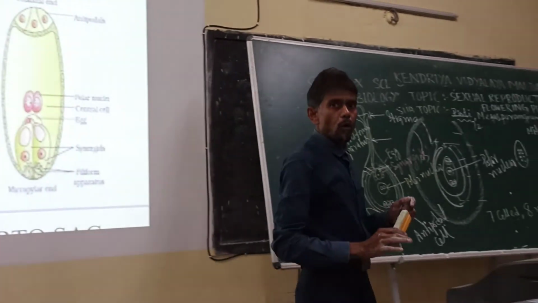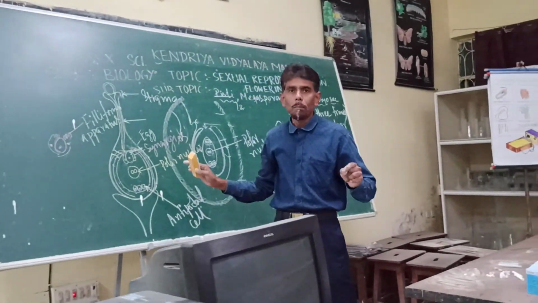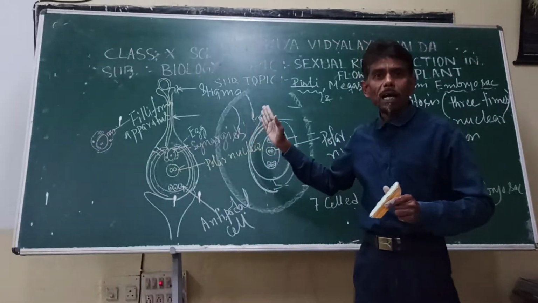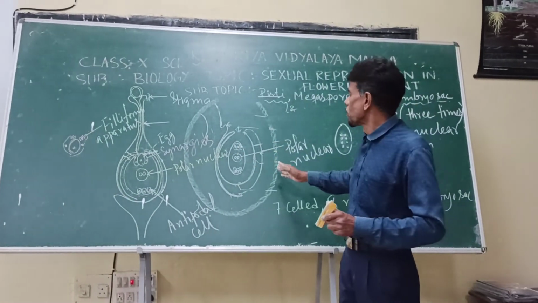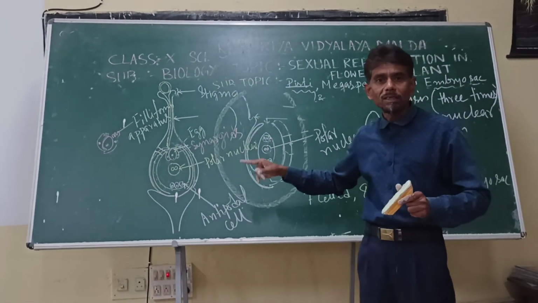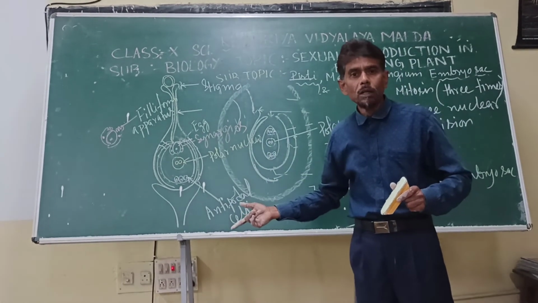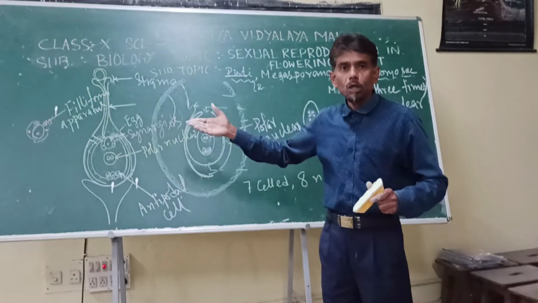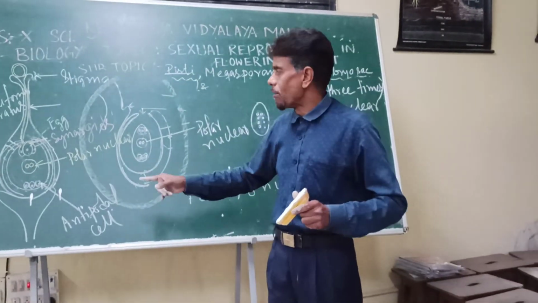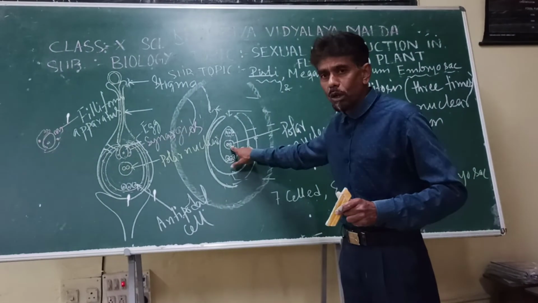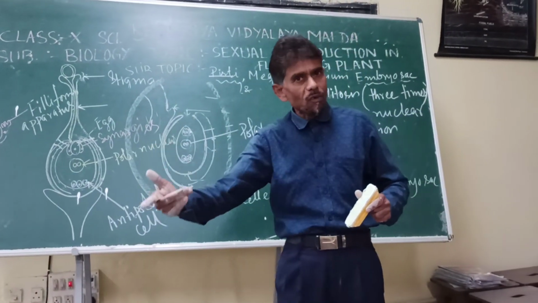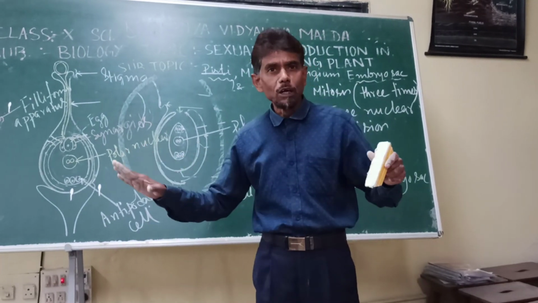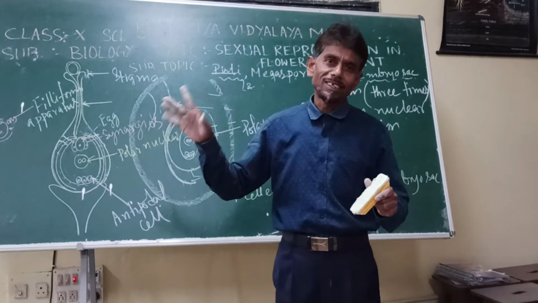So I hope you got a very clear concept about the structure and events of megasporogenesis, the mechanism, how the megaspore mother cell gets converted into megaspore, and within that megaspore how the nuclear division takes place, thereby forming the egg and the polar nuclei. This egg will, after fertilization, convert into zygote and the polar nuclei into primary endosperm, which I will take up in the next class.